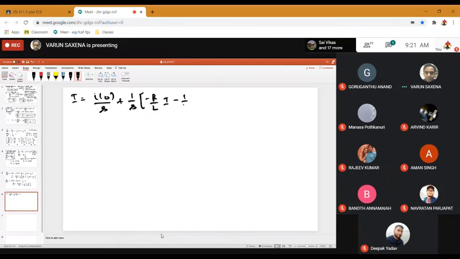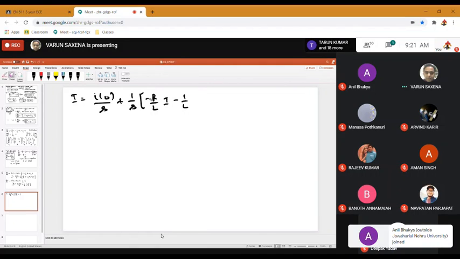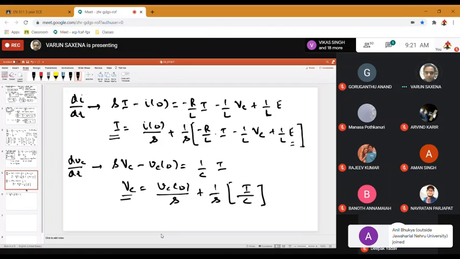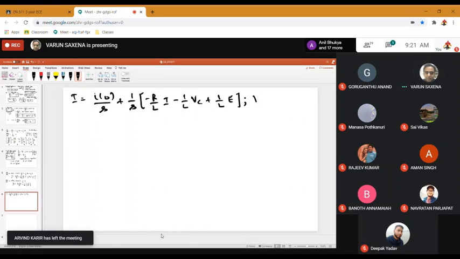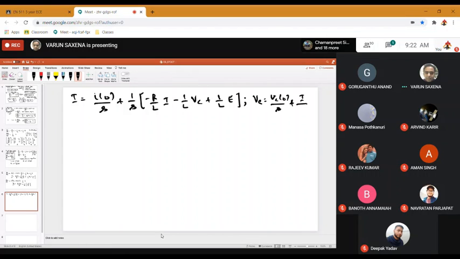Minus 1 upon L times, sorry, 1 upon L times VC plus 1 upon L times E. So that is the first equation. And the second equation is simple. It is VC is equal to VC0 by S plus I times 1 upon CS. Okay.